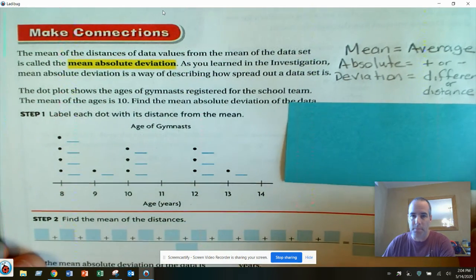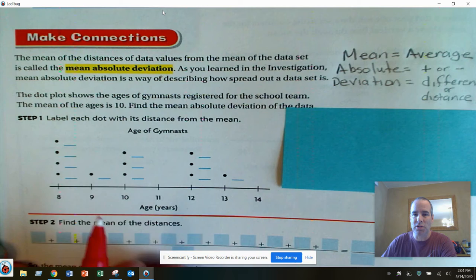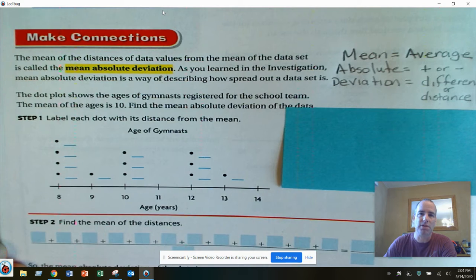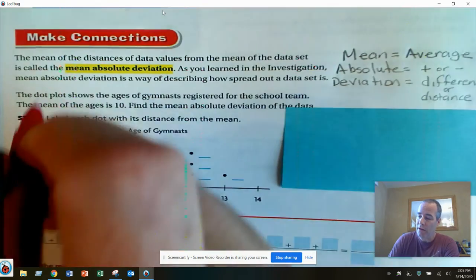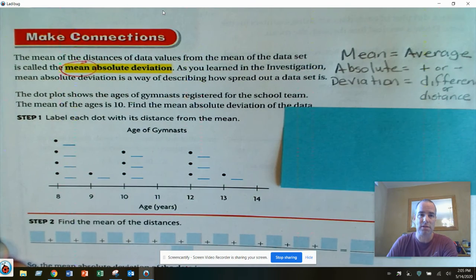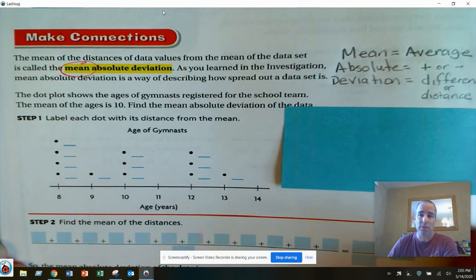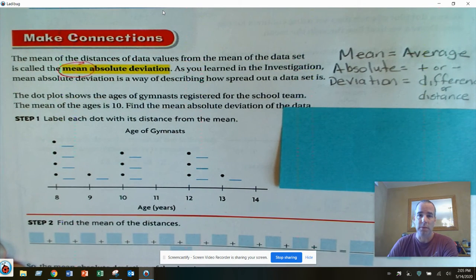So when we talk about mean absolute deviation, it's about how far away everything is from the mean, or the average, of the data. That's what we're going to think about. We start with the average. The last lesson we did was all about the median. This one's all about the mean, the average. Absolute means either positive or negative. It can be either larger or smaller than the mean. And deviation really means how different or how far away it is. How far is it deviating from the average in this case?